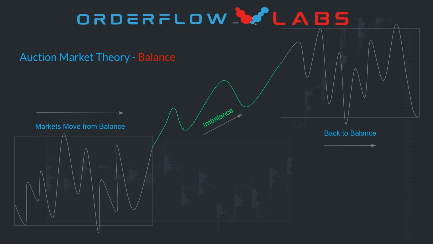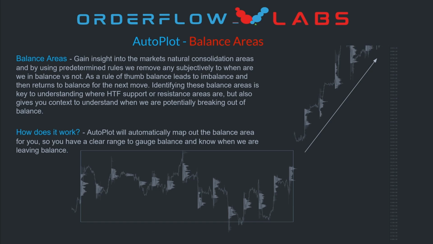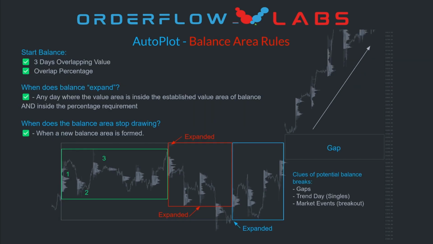You'll test the upper side of it. You'll test the lower side of it. You maybe go for a breakout in one direction and then come back in and then go all the way to the other side. So the balance area itself, we're looking for, that's kind of where the edges of the market are in general. So support and resistance potentially.